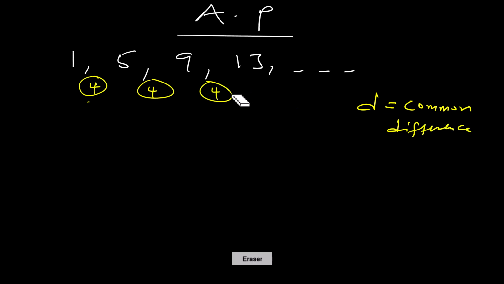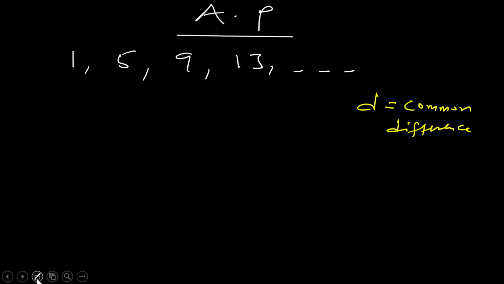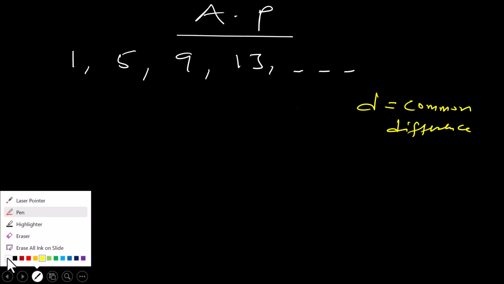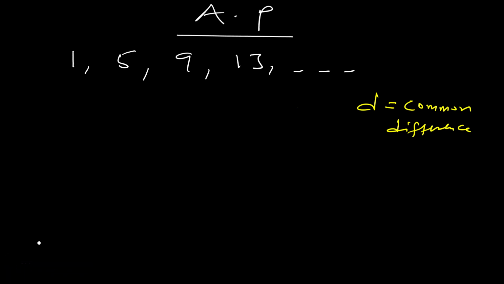So it's simply the difference between the second term and the first term, or the third term and the second term, or the fourth term and the third term. So this one is called the first term, so we use U1 for it. This one is called the second term, third term, then U4 is the fourth term.